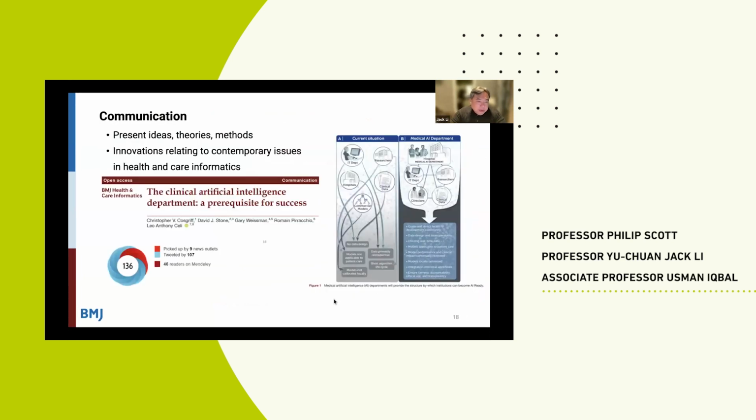In communication, of course, you are probably all quite familiar with communication. It's an idea, innovation, or an important contemporary issue. This example is the clinical artificial intelligence department, a prerequisite for success. It's a promotion for hospitals to establish a clinical AI department.